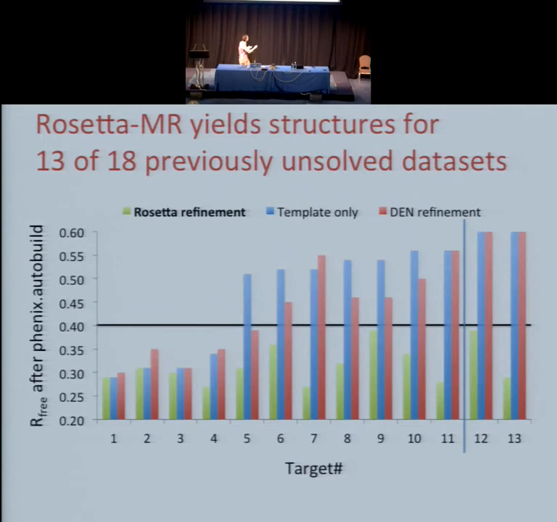So let me explain. These are the 13 structures that we solved, and the y-axis is R-free. The Rosetta-refined structures are shown in green here, and I'm considering a structure solved if R-free is below 40%.